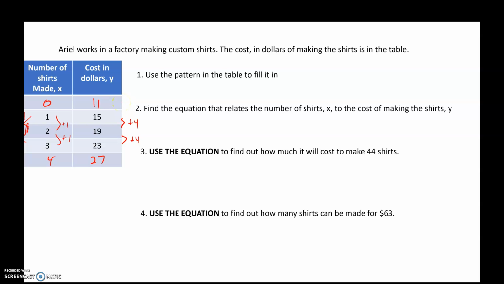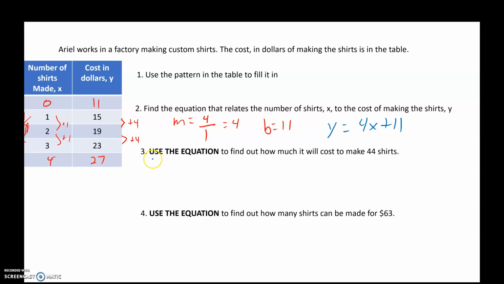Now, if we want to find the equation that relates the number of shirts, which is the x, that's how many shirts were made in the factory, to how much it costs, we need the m and the b. So the slope is the change in y over the change in x, 4 over 1, or just 4. And our y-intercept is where the x is 0, so that b is 11. So there goes our nice little equation: y equals 4x plus 11.